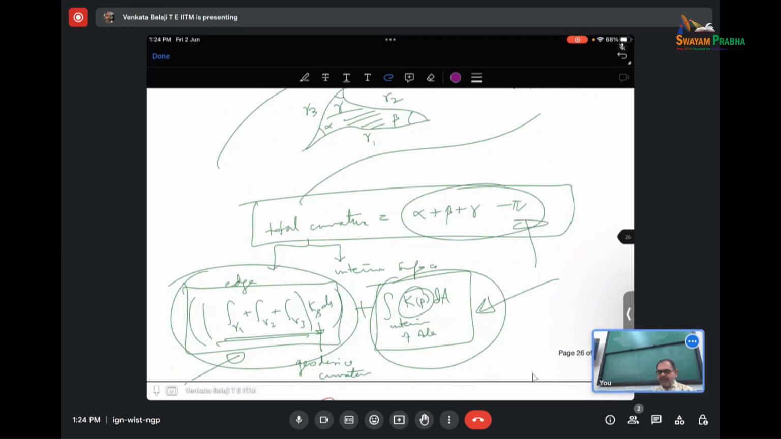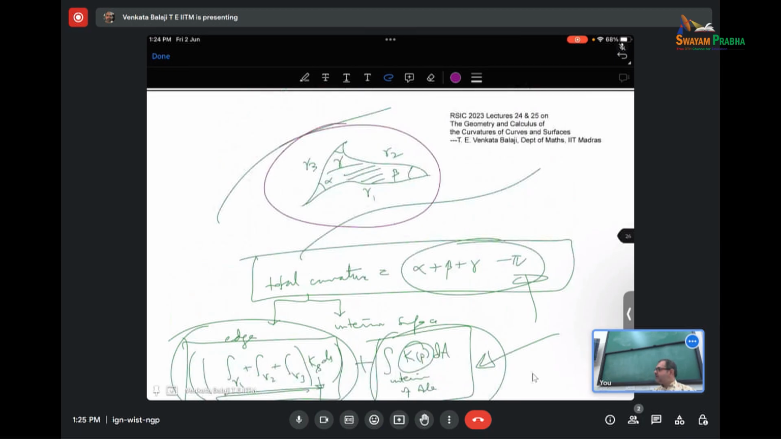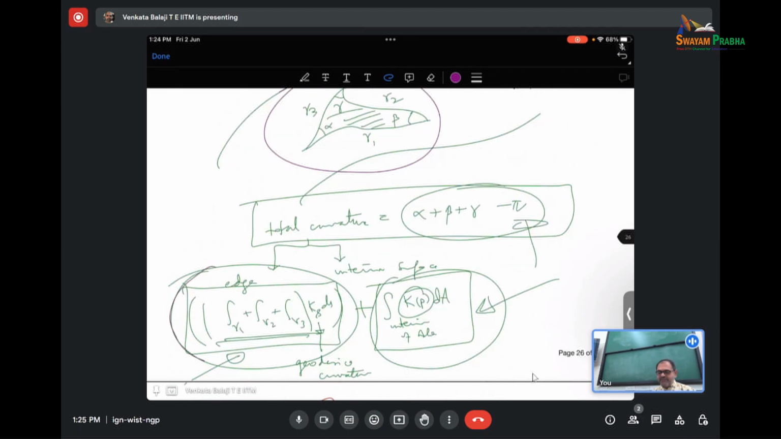Okay. You understand? And what the Gauss-Bonnet theorem says is that when you are in this kind of situation, for the edges you have to take only the geodesic curvature, and for the interior you have to take what is called the Gaussian curvature, which is the product of the maximum and minimum curvatures on the surface, which will occur at 90 degrees always. That involves some more math.